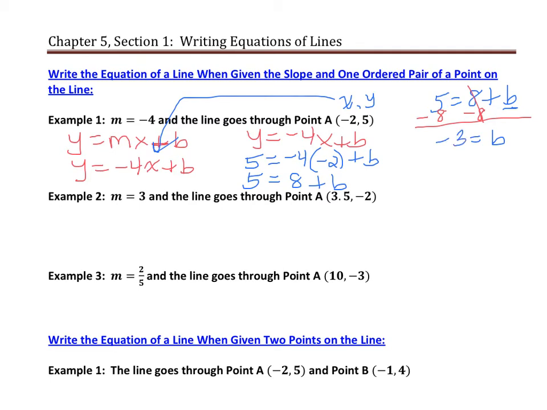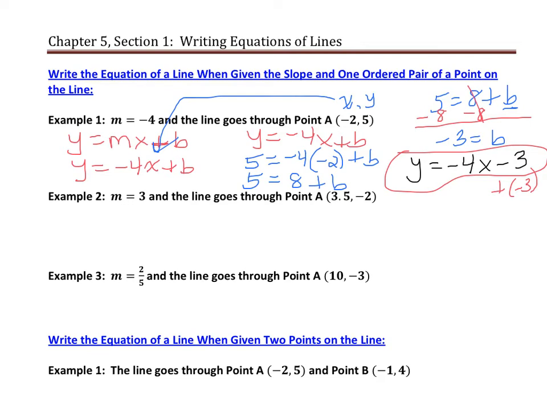So now I'm going to bring everything all together now. Y equals -4x, because our slope is -4, and our y-intercept is a -3. So I'm going to subtract 3, which is really the same thing, of course, as adding a -3. And that would be the equation of this line.